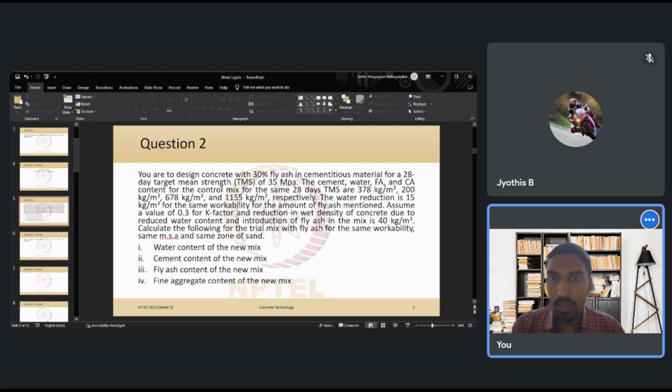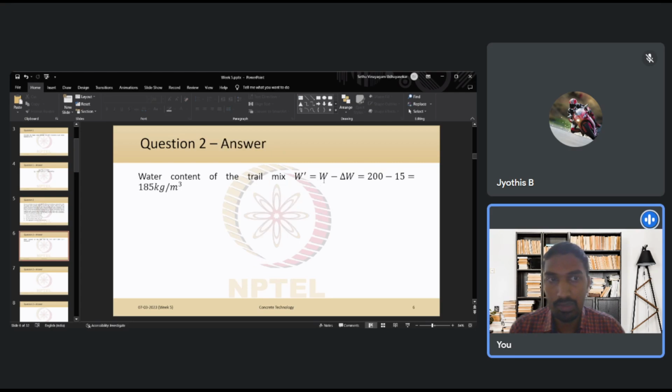Therefore, if you want to have the same workability, if you don't want to increase the workability, then we just have to add less water than earlier if we are adding fly ash. So that's why the water content is reducing and the new water content is 185.